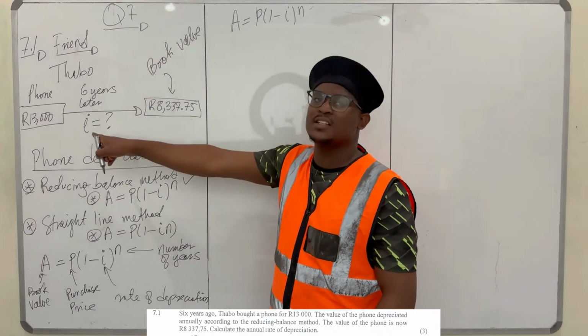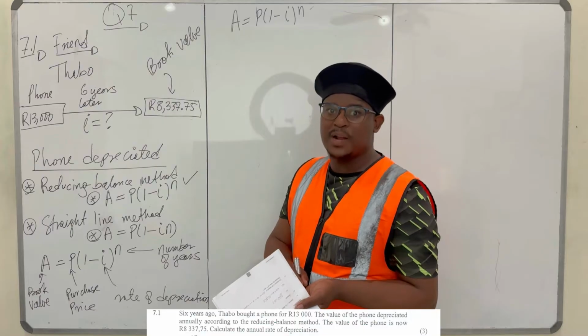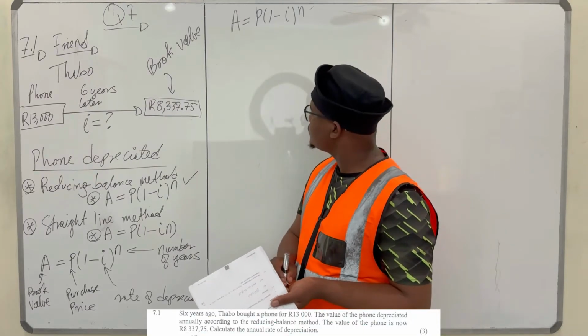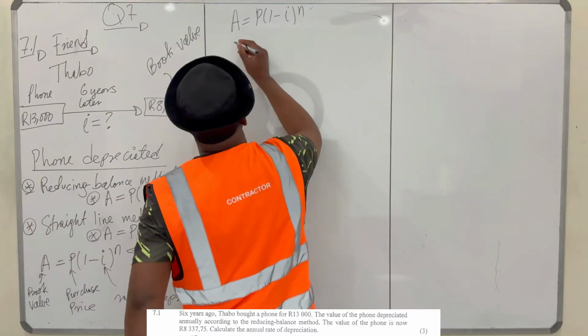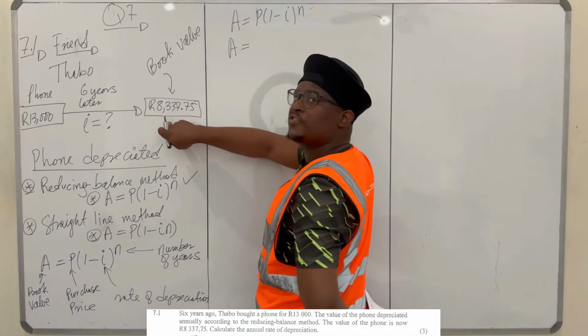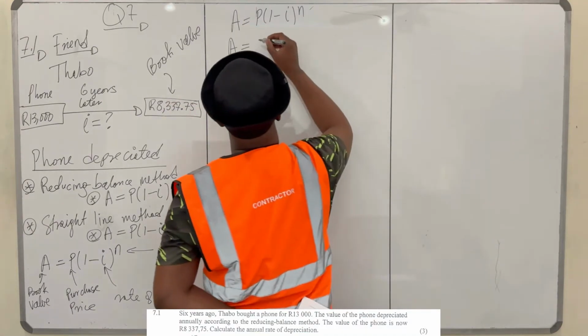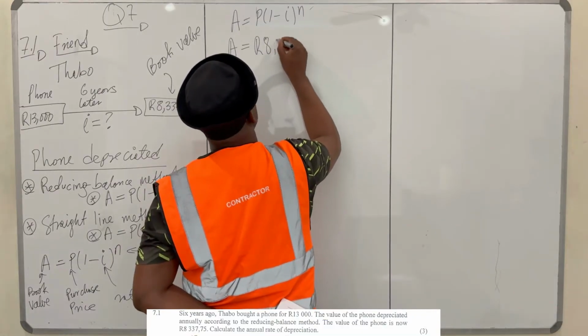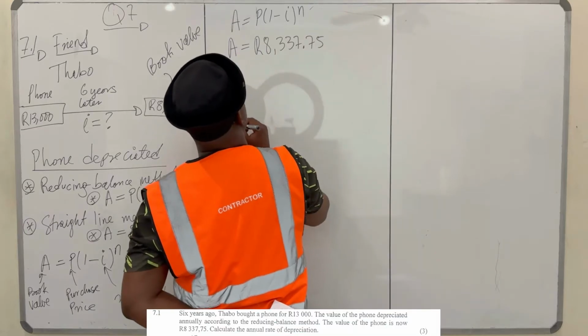So we're told that Tabon's phone was depreciating. It is the reducing balance method, right? Fine. So this is our formula that we're going to use. A is the book value of the phone. What is the book value? It's the value of the phone or asset after it has depreciated. So in this case, it's going to be 8,337 rand 75 cents.